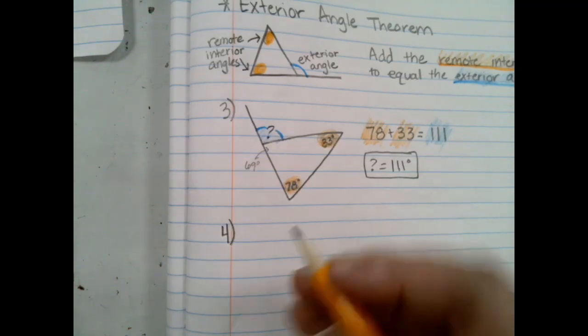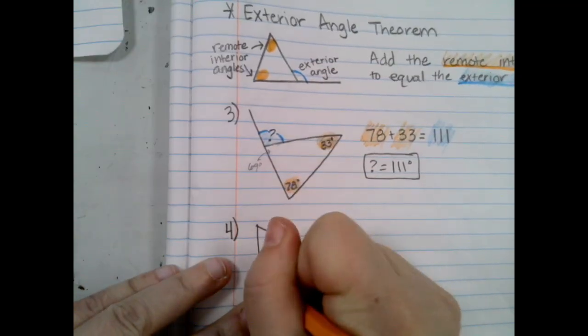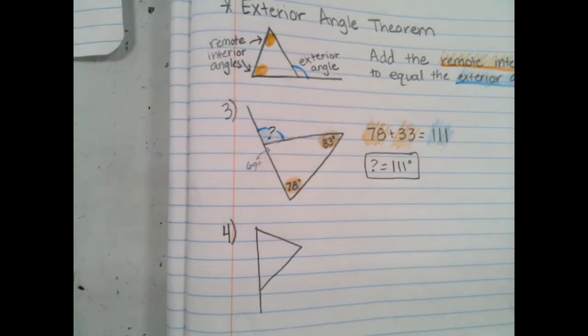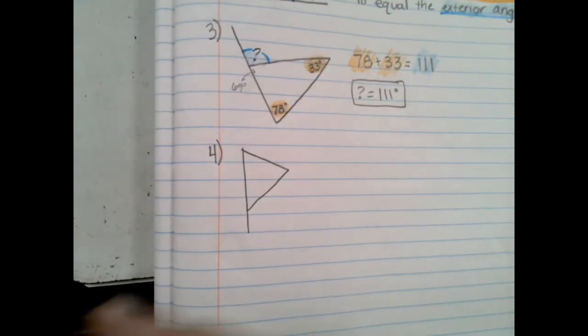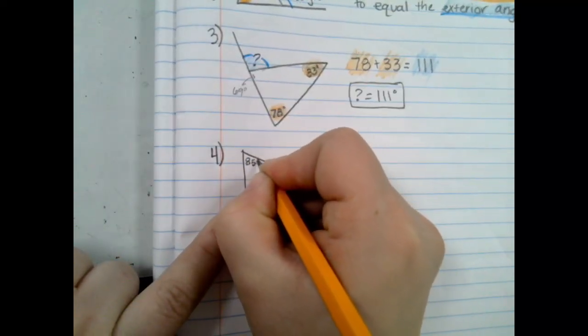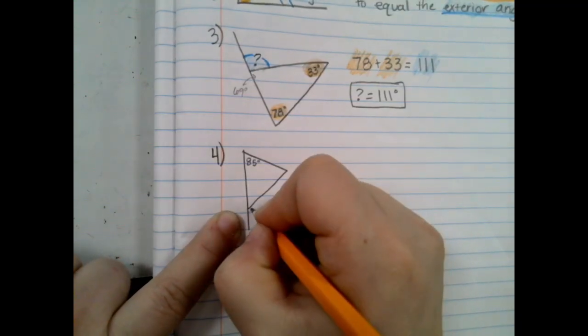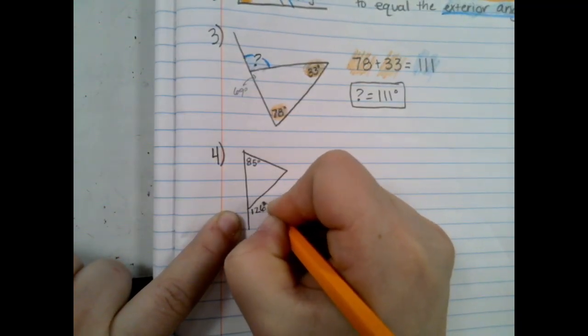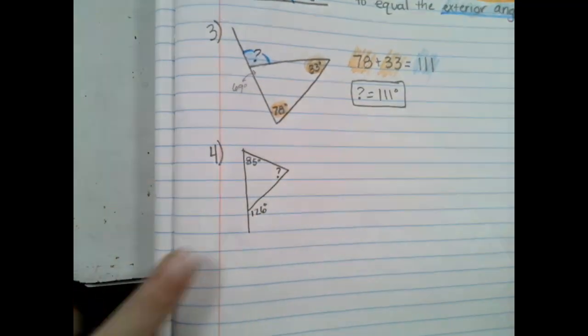All right, last one. This one's going to look a little bit like a flag. Okay, this time we know that this top angle is 85 degrees. And we know the outside angle is 126, our exterior angle. We're going to be looking for that other remote interior angle.